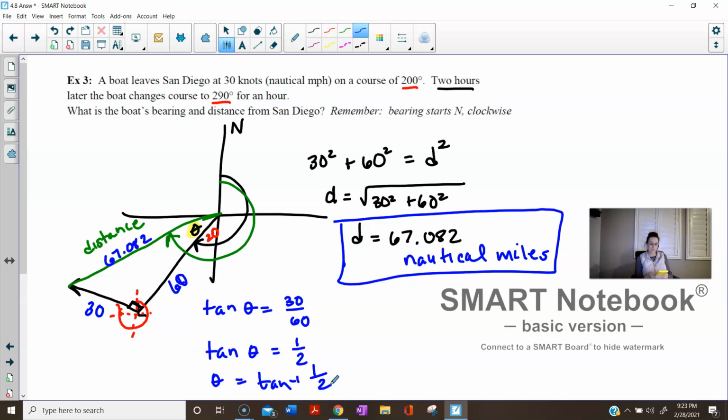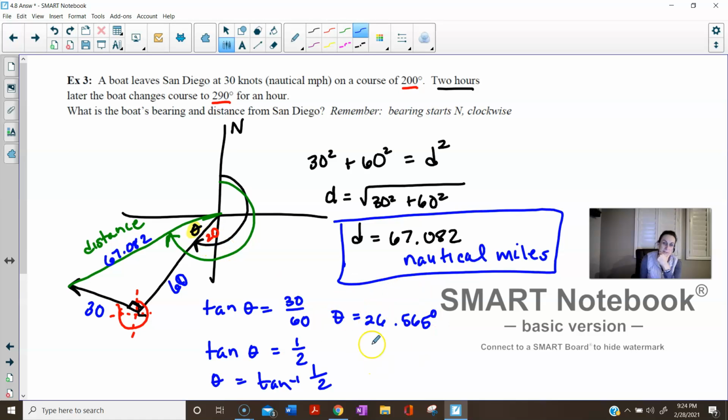So on your calculator in degrees, you would hit second tan for inverse tan and then put in 1 divided by 2. And this is going to give you 26 degrees. So theta is equal to 26.565 degrees.